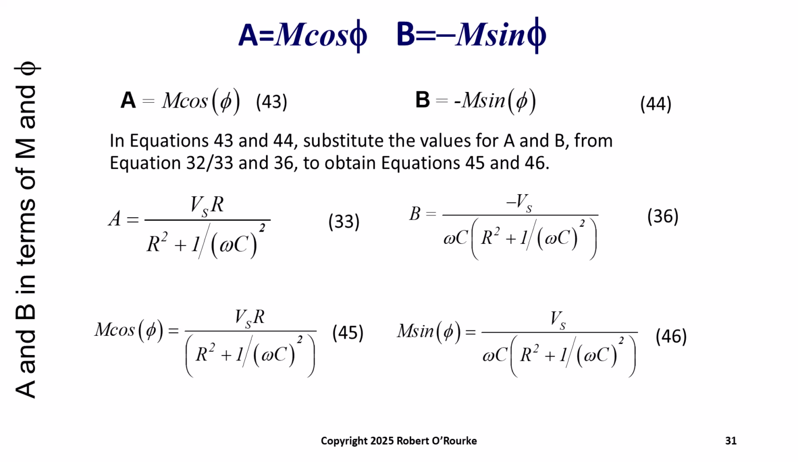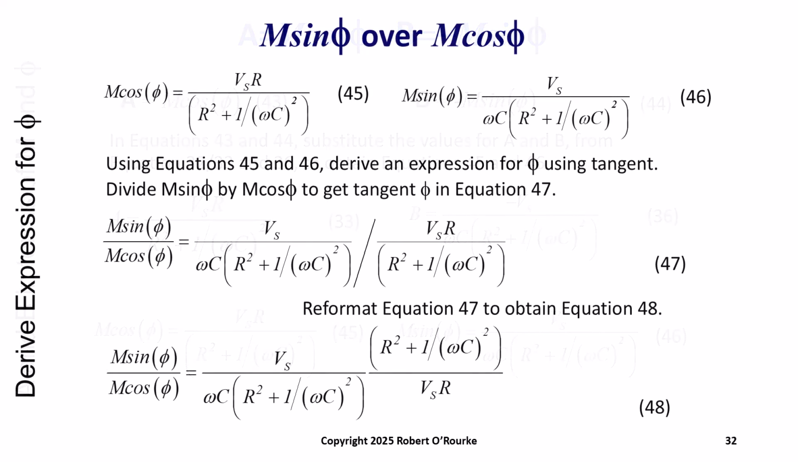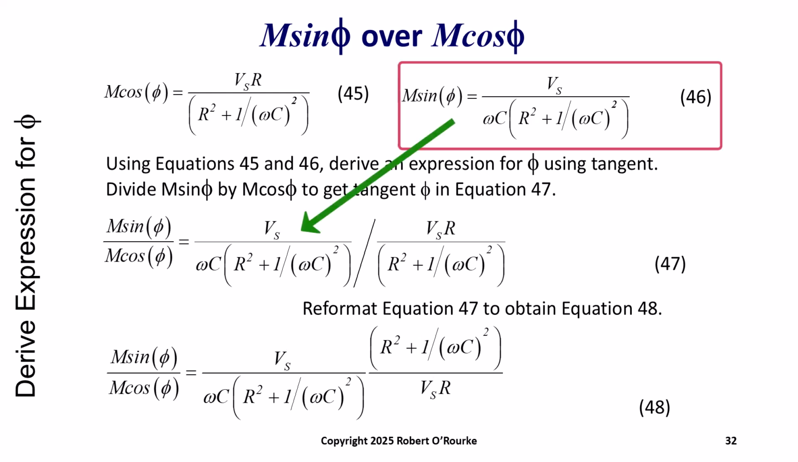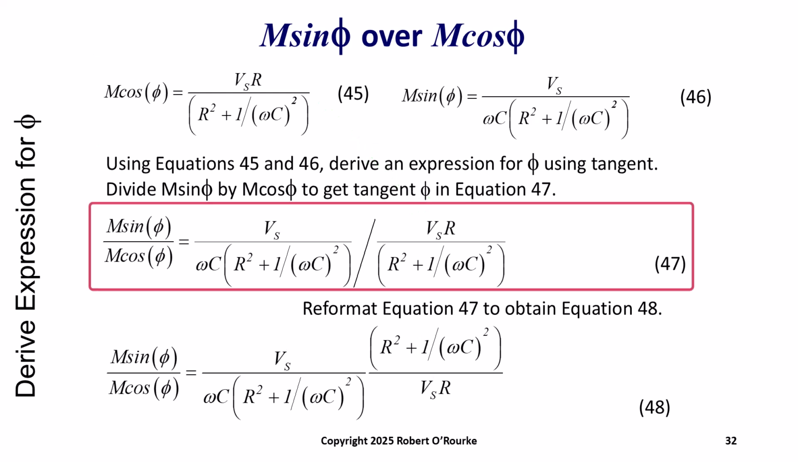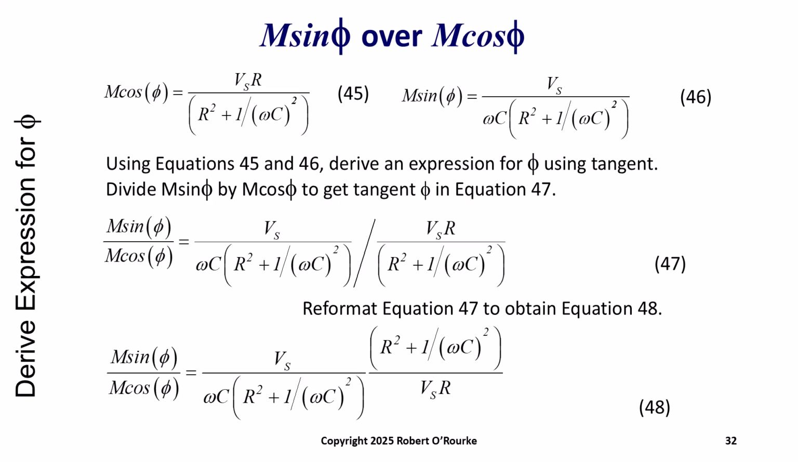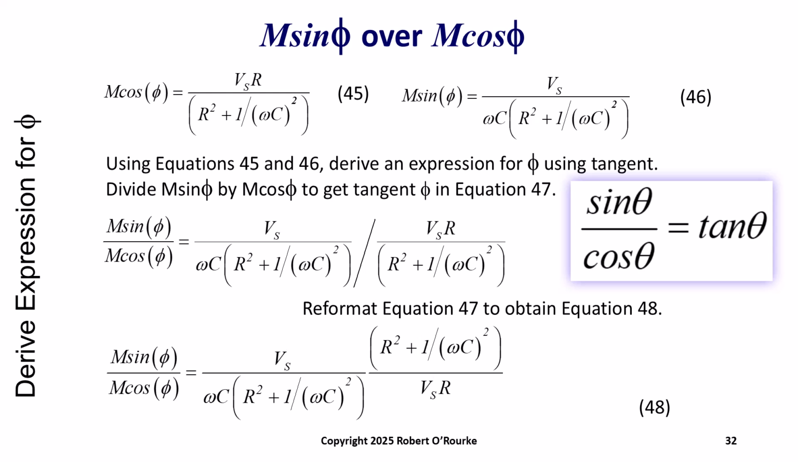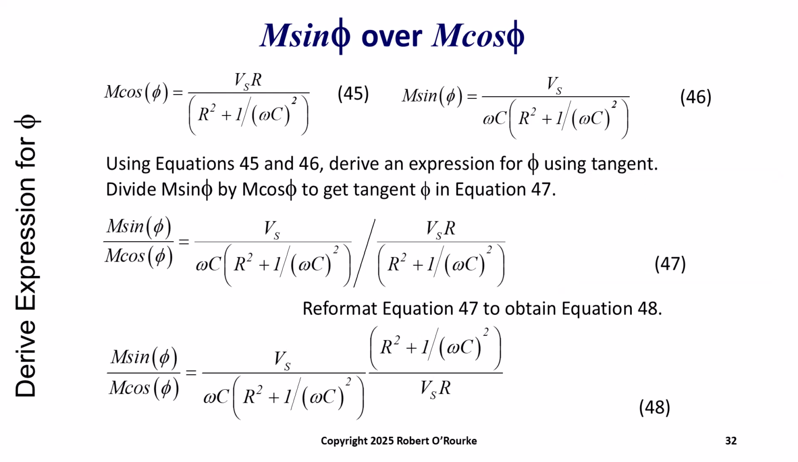From this information, we want to get expressions for both the M and phi terms in equation 38. Starting with phi, divide equation 46 by equation 45 to get an expression for tangent phi in equation 47. Sine divided by cosine equals tangent, leading us to tangent phi. From tangent phi, we will calculate phi. For visual clarity, reformat equation 47 to obtain equation 48.